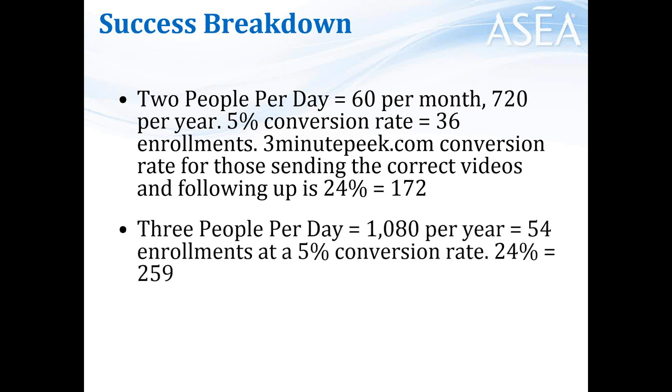3 people a day is over 1,000 a year, and at a 5% conversion rate, it's 54 signups you would have had. 24% would be 259. Okay, so somewhere between 54 and 259 enrollments just by adding 1 more person a day. Is that doable for you? Think about that.